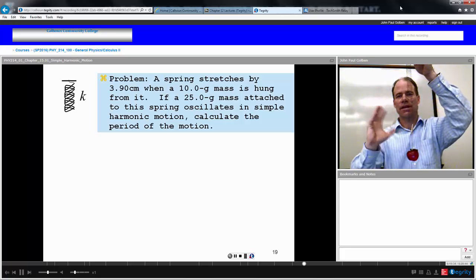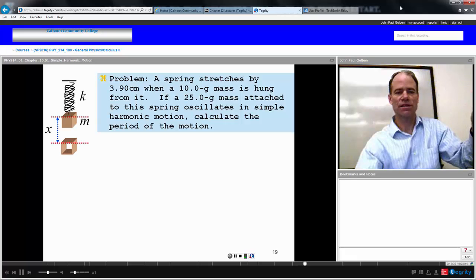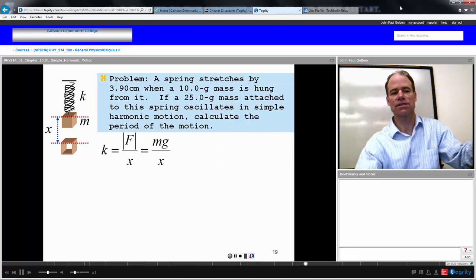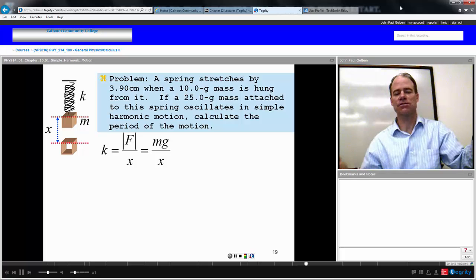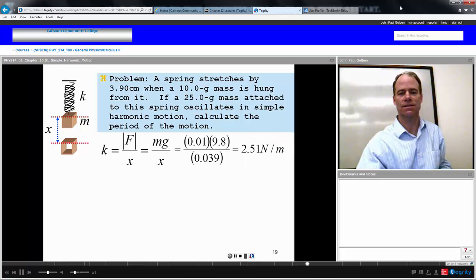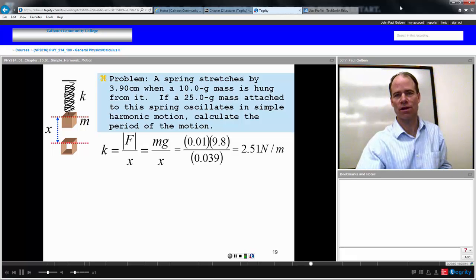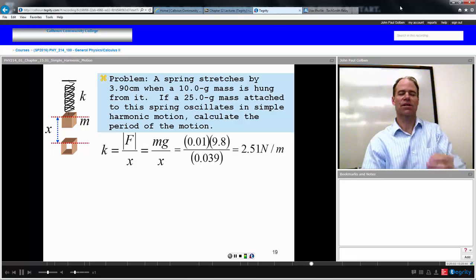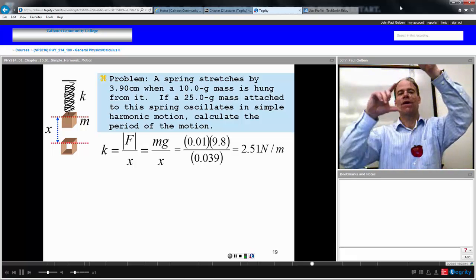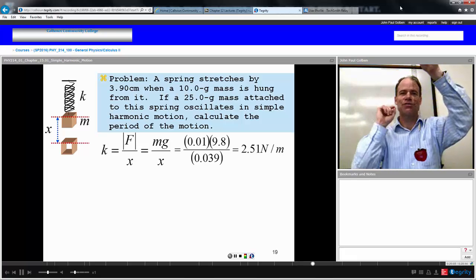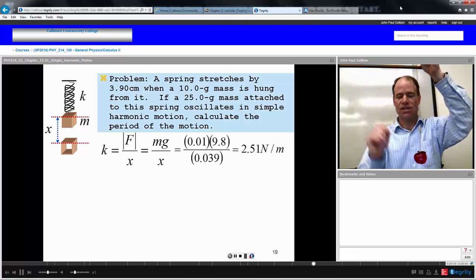So they're canceling out. But based on the fact that it stretched the distance x, I know that Kx equals mg, so my spring constant should be equal to mg divided by x. Since I put 10 grams on there, 0.01 kilograms times 9.8, and it stretched 3.9 centimeters, 0.039 meters, I get a K constant of 2.51 newtons per meter. Because of that initial stretch, I determined my K constant from that. And that's the intrinsic value of the spring. That's not going to change.